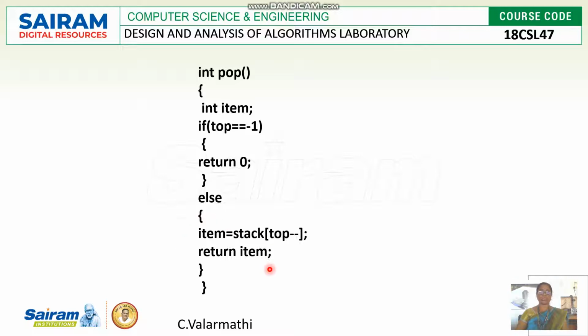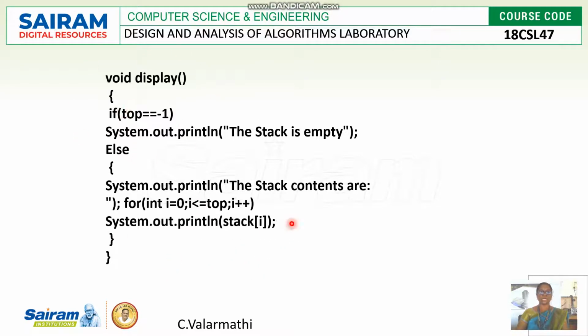If not, we can remove one element from the stack. Which element should be removed according to the stack? The element which was most recently added. To point to the most recently added element, we decrement the top of the stack by 1. We do this as stack[top--], which points to the most recently added element. That element is removed from the stack and assigned to another variable called item. Then we return that item from the stack. This is pop. Moving on to the third concept.